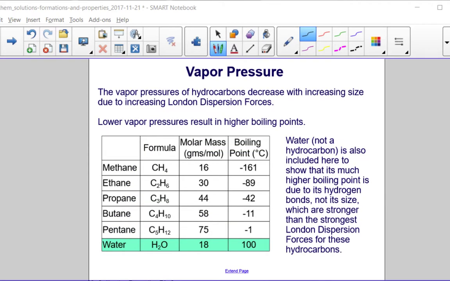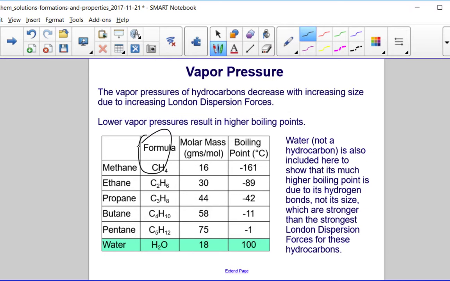All right, shown in the table are hydrocarbons with an increasing number of carbons: methane, ethane, propane, butane, pentane. You can see that here by their formulas. You can also see their molar masses. So you can see, obviously, as you add carbons and hydrogens, the mass increases. And you can see the impact on the boiling point, getting higher and higher. So what's happening here? Well, all five of these hydrocarbons have only London dispersion forces. They're nonpolar, so they only have dispersion forces. And so the vapor pressures decrease with increasing size. Why is that?